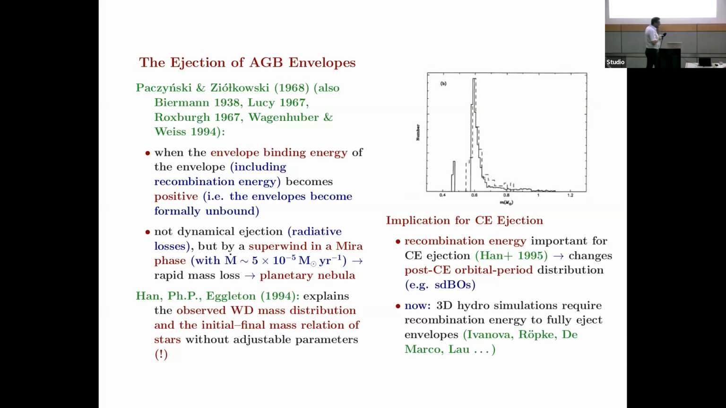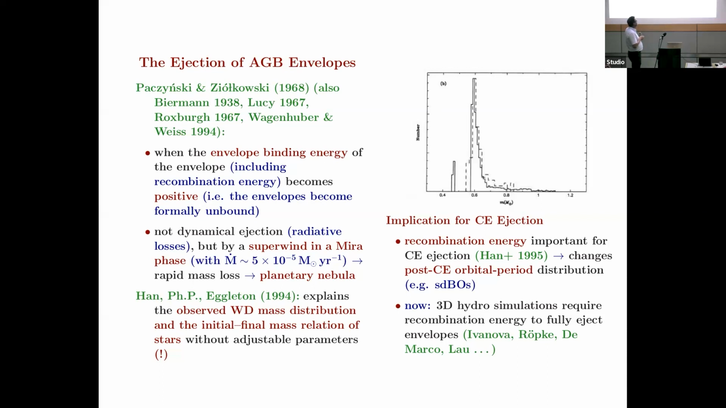We rediscovered this a little bit in 1994. This is work with Zhanwen Han and Peter Eggleton in Cambridge. And we can do a very simple exercise. We can take these extended giants that have a white dwarf core and ask at what point does the envelope energy become zero. And then say that at this point you lose the envelope, and you're left with whatever core you have at that point. And that makes a prediction for the white dwarf mass distribution. And that's shown here in this solid histogram.